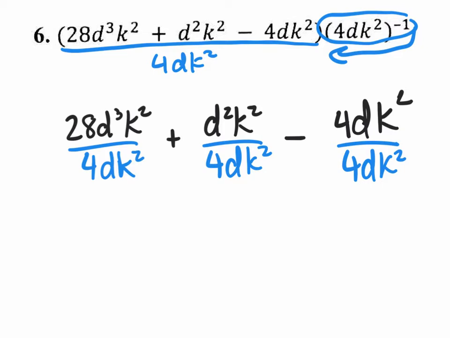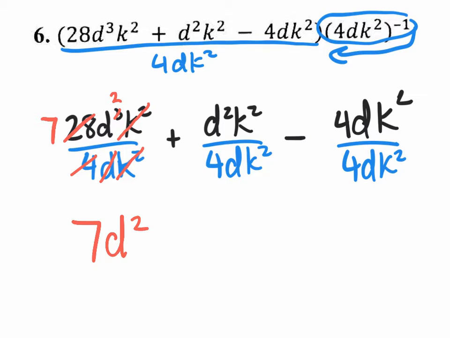So on the first fraction, 28 divided by 4 is 7. That 7's left over up on top. I have 3 d's up on top, 1 d on the bottom. 1 d cancels with one of those. I will have 2 left over up on top. I have 2 k's up on top, 2 k's on the bottom. They both completely cancel. There are no more k's. My first term is 7d squared.